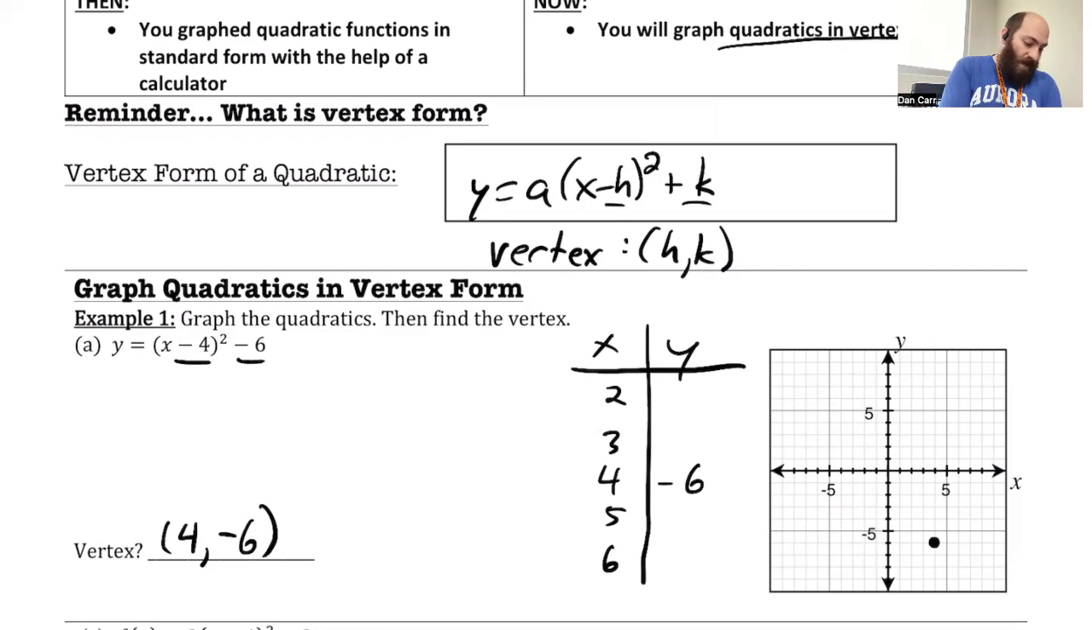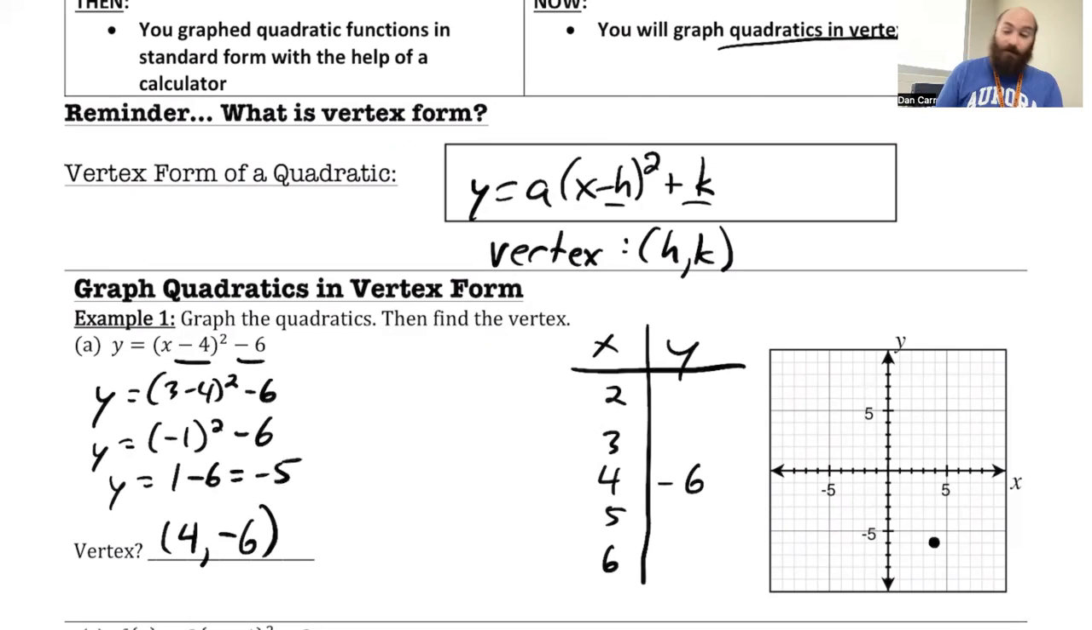All right, so if I do that, let's start with 3. So we got 3 minus 4 squared minus 6. Order of operations tells me to subtract the 3 minus 4 first. So 3 minus 4 is -1. So y equals -1 squared is +1, minus 6, and then I get that as a -5. So that'll be right here.